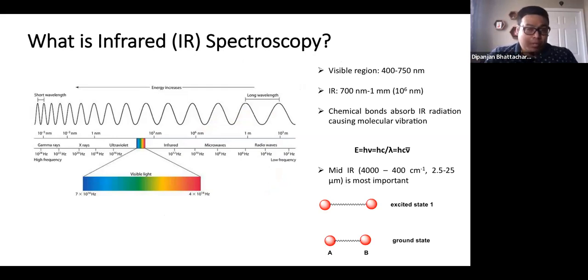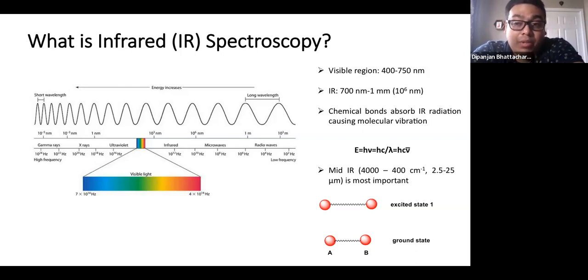And what's the significance of this IR spectroscopy? So basically, chemical bonds can absorb IR radiation. If you look at the picture at the bottom, I depicted a chemical bond. It's like two balls attached with a spring kind of scenario. If a chemical bond absorbs IR radiation, it gets stretched to an excited state, and then it relaxes back to the ground state, releases the energy, which is being detected by the detector, and you get a specific spectrum for a specific chemical bond.